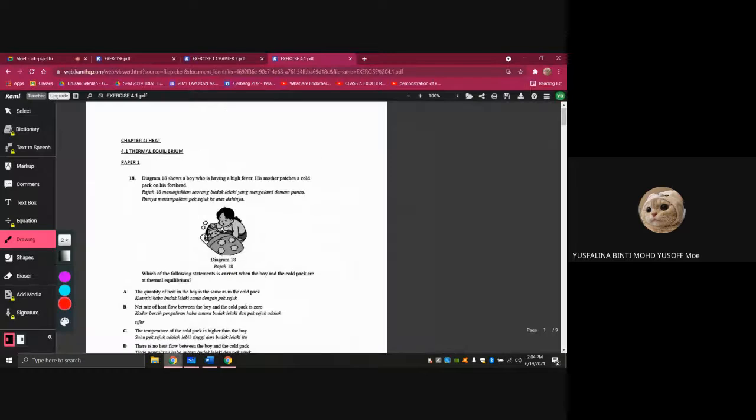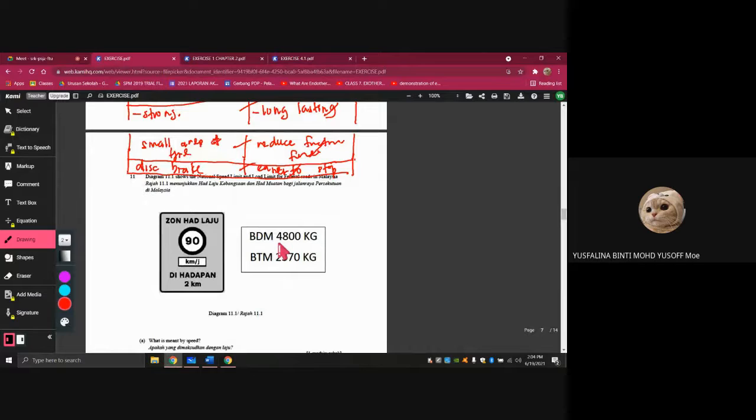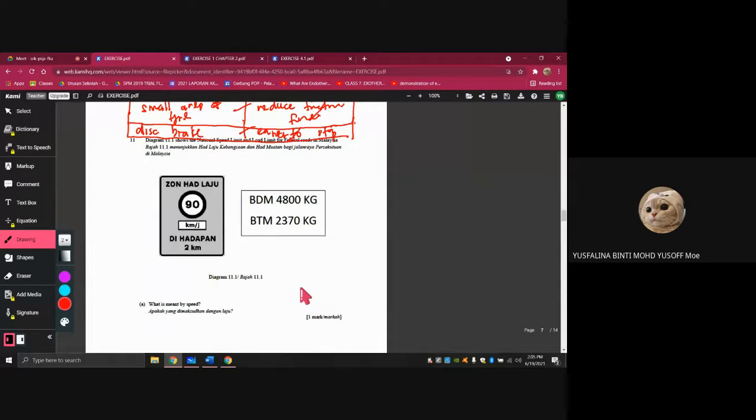All right, so we go for this one first. Here it says diagram 11.1 shows the national speed limit and load limit for federal roads in Malaysia. The first question asks what is the meaning of speed. Speed and velocity: the difference is speed is a scalar and velocity is a vector. A scalar only has magnitude, while velocity has magnitude and also direction. So what does speed mean? It is the rate of change of distance. You can write here: rate of change of distance. That one is for 11A.